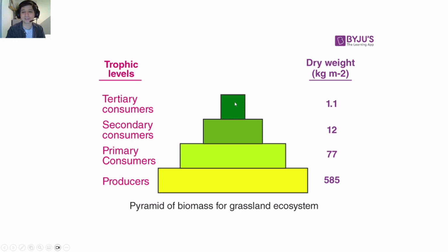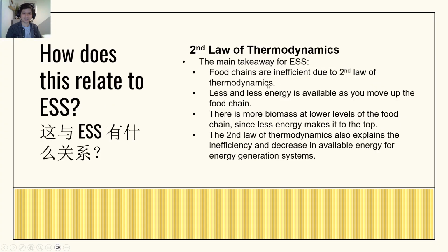Like in a forest, there may be only 100 bears, or only 100 wolves in an area, just because there's not an unlimited amount of food. It doesn't make its way up to the top. So there's less and less biomass as you move up each level because there's less and less energy transferring up, and thus these animals at the top can't be supported. That's the effect of the second law of thermodynamics on the food chain.